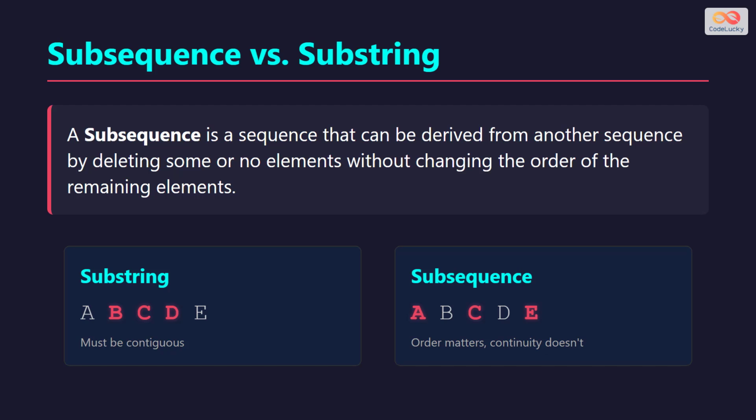It is crucial to distinguish between a subsequence and a substring. A substring must be contiguous, meaning the characters are next to each other. However, a subsequence maintains the relative order of characters but allows you to skip some characters in between. We are looking for a subsequence here.